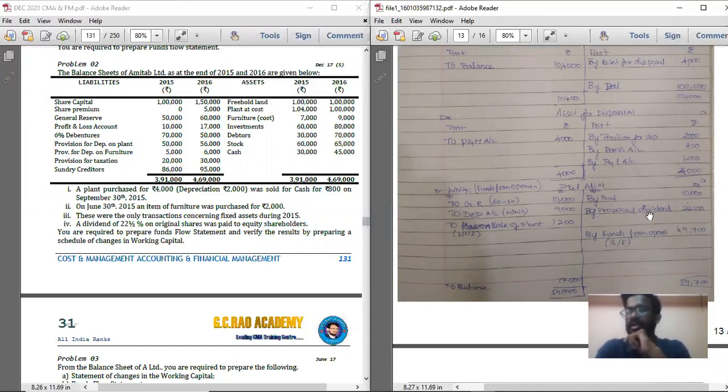This proposed dividend has been taken on the credit side. Erase it, don't copy it from the notes. Just record what I am saying. It is "To proposed dividend", that is dividend paid 22,500. So funds from operation is 49,700.